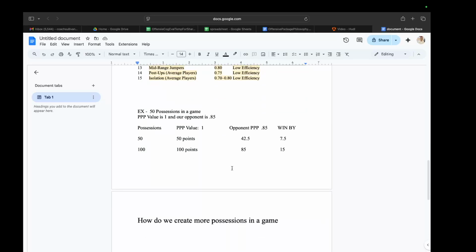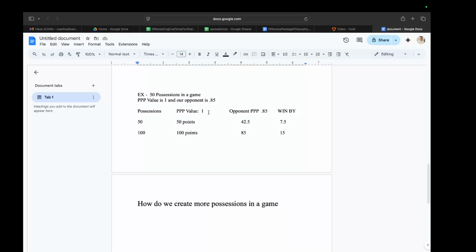So why is that so important? Their PPP values. Let's take an example, if we can see right here, 50 possessions in a game. Let's say our PPP value is 1. So you see here we got a PPP value of 1. Our opponent's is 0.85. So if that's a situation on 50 possessions, we should score 50 points, right? Because we have a points per possession of 1. So if we get 50 possessions in a game, we should be around 50 points. Well, if they're 0.85, they should be around 42.5. So we would win by about 7.5 on paper.